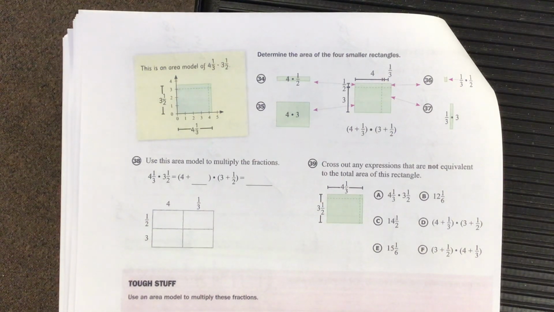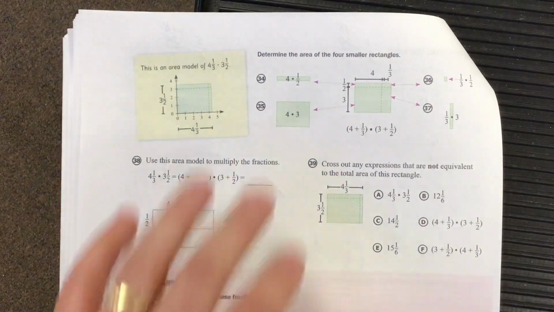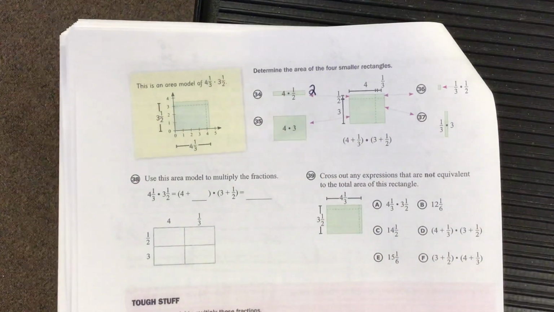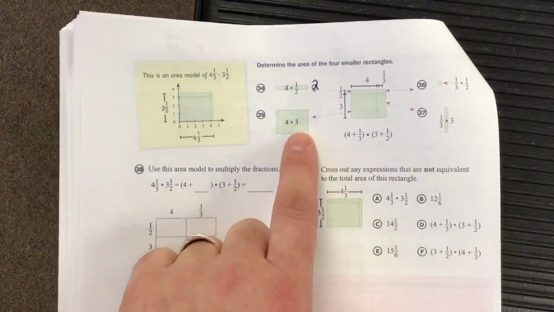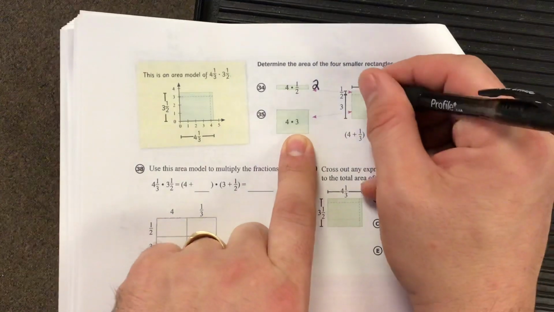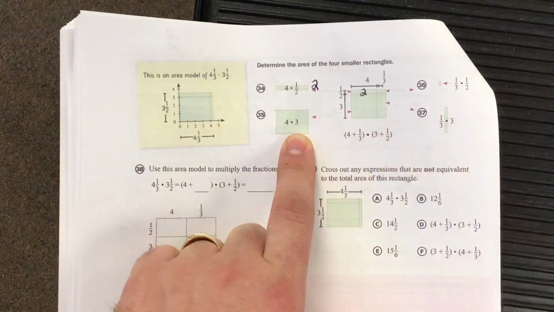4 times a half. 2? 2 is correct. Woohoo. Kira, go Kira. 4 times 3.